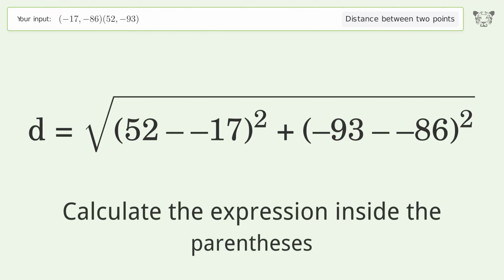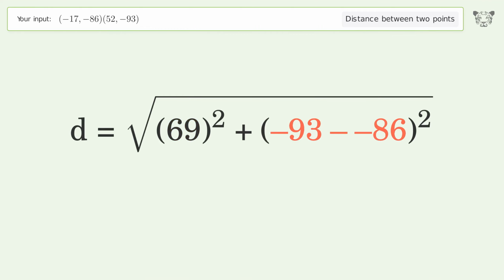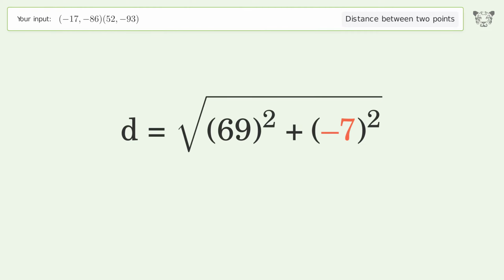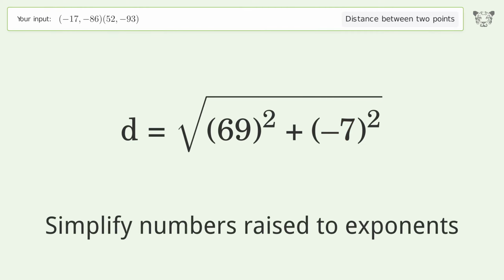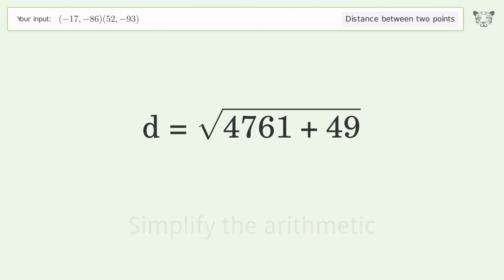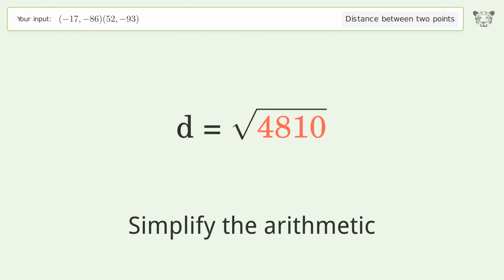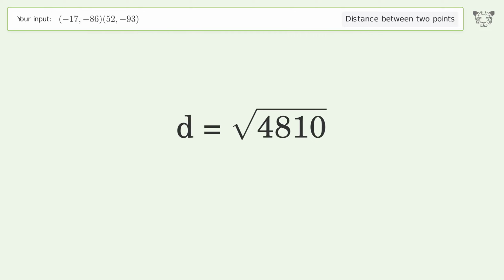Calculate the expression inside the parentheses. Simplify numbers raised to exponents. Simplify the arithmetic. And so the distance between the 2 points is the square root of 4,810, or 69.354.